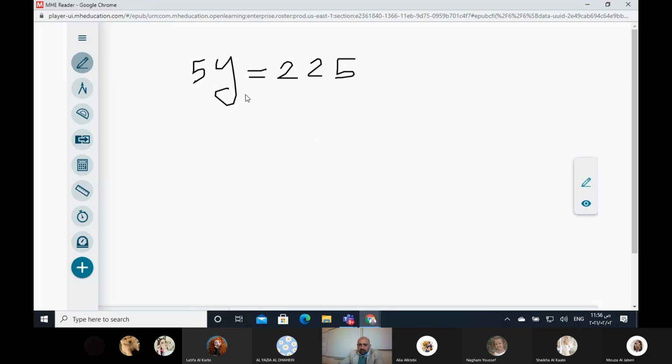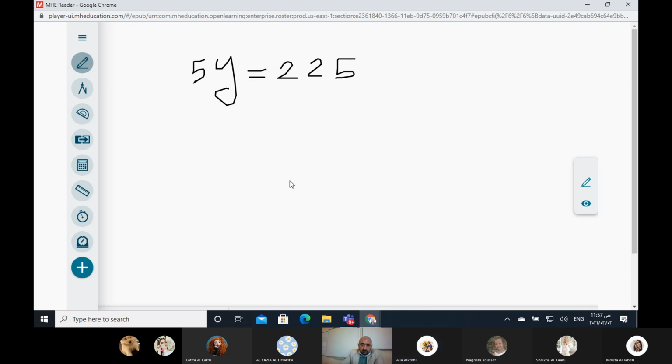I have this equation: 5y equal to 125. I want from everyone to write this equation in your notebook, and you have 2 minutes to tell me what is your solution. Start, please. Mister, is the answer y equal 45?